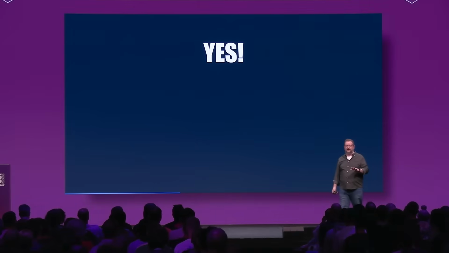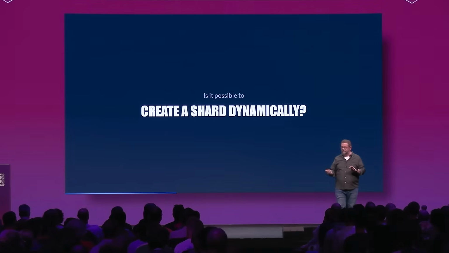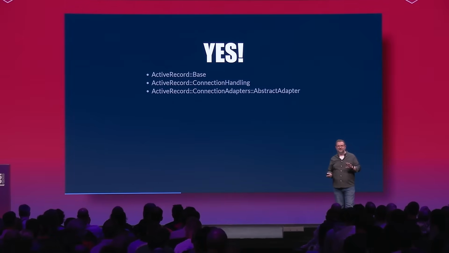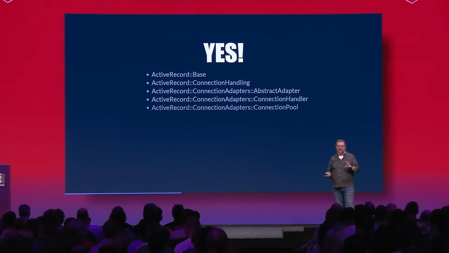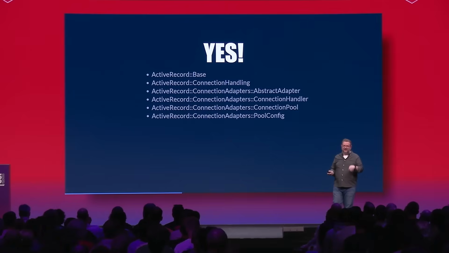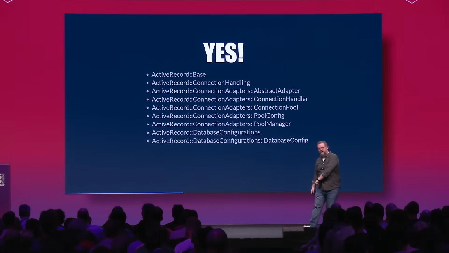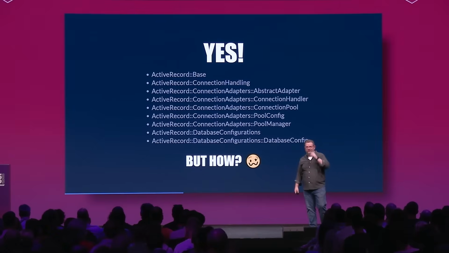And then I started to dive into the code. I started looking at all of the classes that coordinate to do connection management in Rails: abstract adapter, connection handler, connection pool, pool config, pool manager, database configurations, database config. And I got lost. It was really, really confusing.